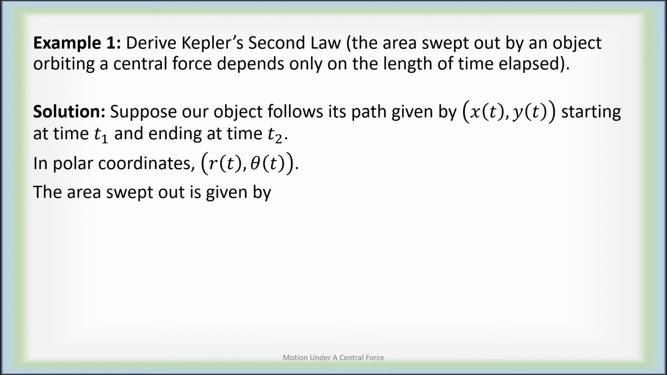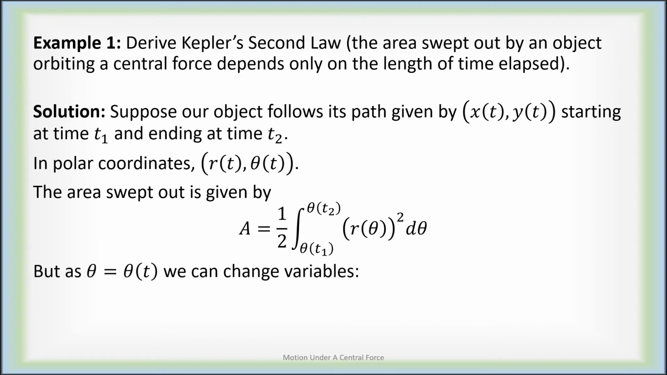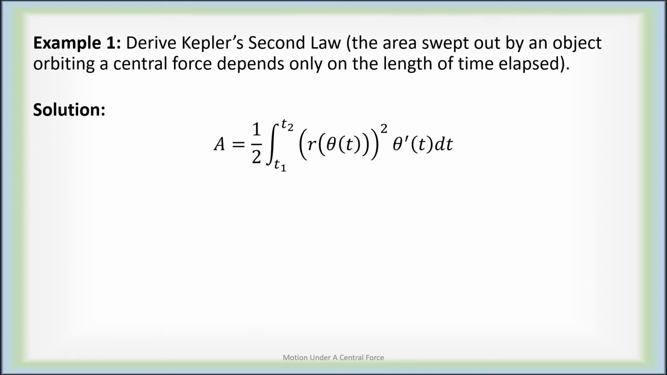However, in polar coordinates, area is given by 1/2 r squared. So whatever our initial angle is and whatever our final angle is, we need to integrate 1/2 r of theta squared d theta. If we change variables back to t, however, when theta was theta of t1, time was t1. When theta was theta of t2, time was t2. Otherwise, I'm replacing theta with theta of t, and d theta is theta prime of t dt. So I've converted this back to be an integral in terms of time, t.